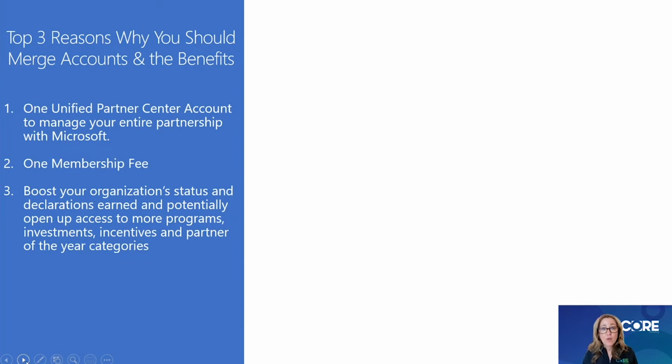The third benefit is that when you consolidate everything underneath one global NPN account, then you're going to boost your organization's overall status and declarations earned. Because if Company A had a gold competency and Company B had a silver competency, when you merge Company B into Company A, they're going to take on that gold competency status. And maybe Company B earned a competency that Company A didn't have. So now Company A is also going to have that competency status. So you really get the benefit of both organizations and all of the declarations they've earned.